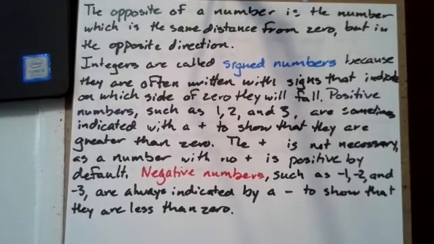Integers are called signed numbers because they are often written with signs that indicate on which side of 0 they will fall. Positive numbers, such as 1, 2, and 3, are sometimes indicated with a plus sign to show that they are greater than 0. The plus sign is not necessary, as a number with no sign, I should say, is positive by default. Negative numbers, such as -1, -2, and -3, are always indicated by a negative sign to show that they are less than 0.